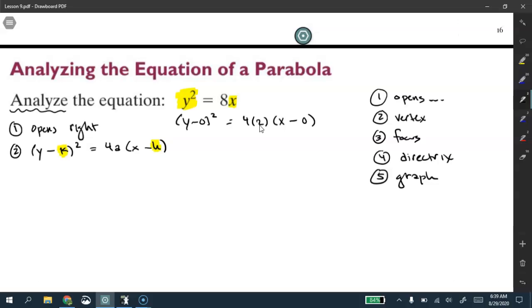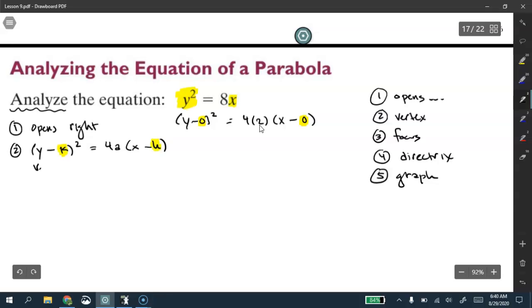So having said that, you can actually tell that the vertex in our equation is going to be at 0, comma 0. Remember it's x comma y, so you have to keep track of that. So you can go back and make a note that you have a vertex now, and the vertex is at 0, comma 0, like this. Okay, now let's continue to the next thing.